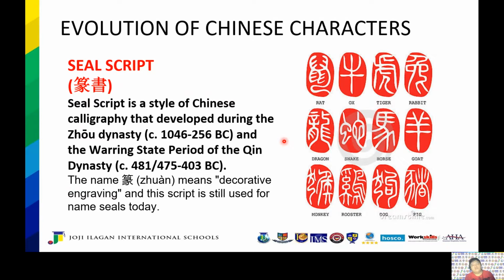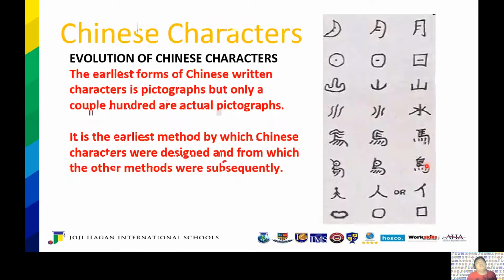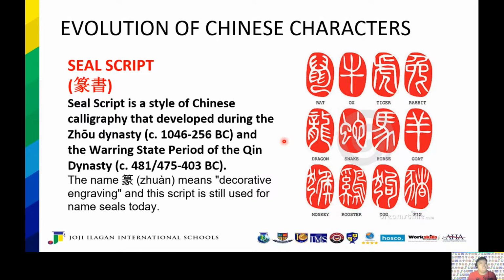Next evolution is what we call the seal script. The seal script, or Zhuanshu, is a style of Chinese calligraphy that appeared in the Zhou dynasty and the Warring States period of the Qin dynasty. The name zhuan means decorative engraving, and it's still used for seals today. You know, the Chinese, instead of just signing a signature, can use a stamp that's colored red, and they just put that in the document to signify authenticity.